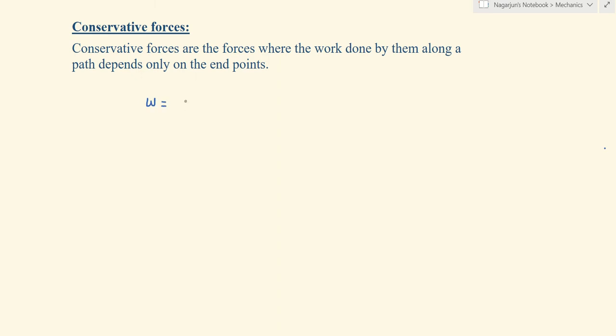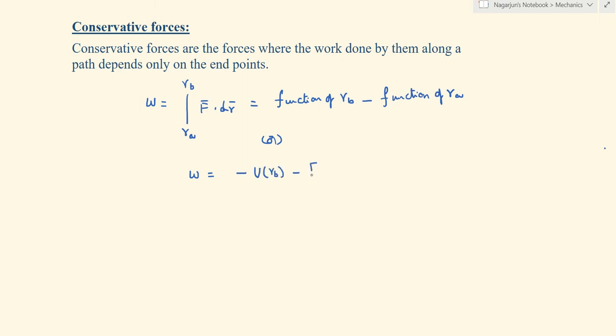something like this. W is equal to integral RA to RB F bar dot dr bar is equal to, as I said, it depends only on the endpoints, so this should be equal to the function of RB minus function of RA, or I can also express work done W is equal to minus U of RB minus U of RA, where this function U is called potential energy function.